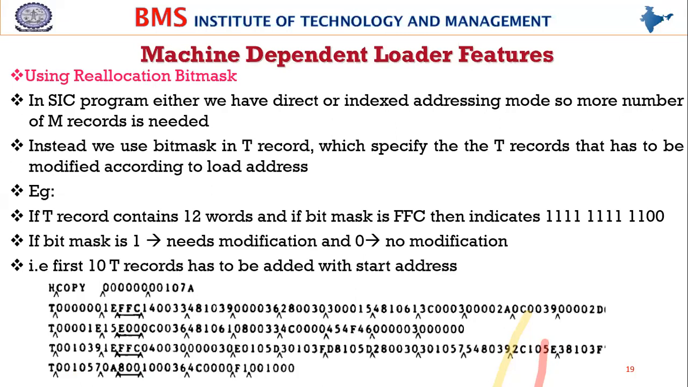So this is how the two different ways of specifying relocation can be done. One by using the modification records, which is suitable for SIC-XE programs, and the other by using the relocation bit mask, which is suitable for a SIC program which is assembled in a relative fashion. Fine. So these are the two variants of specifying relocation, machine dependent loader features.